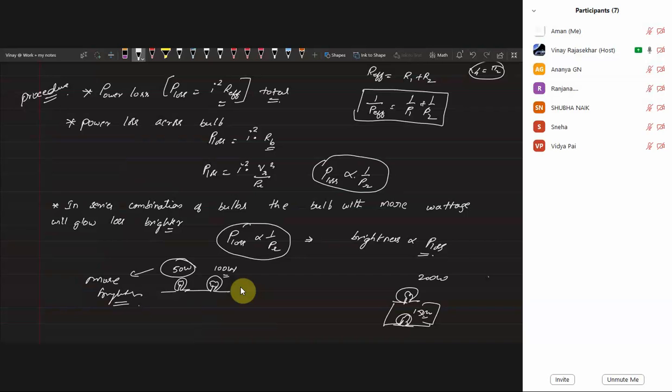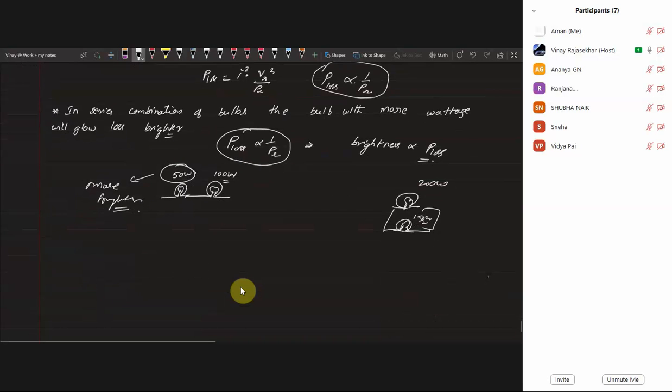In series combination, the effective power is given by 1 by P effective equals 1 by P1 plus 1 by P2. Then in parallel combination, what is the effective power? P1 plus P2. Here I will mention one more point. For example, bulbs connected in parallel: the first bulb has power P1 and the second bulb has power P2. These two are connected in parallel, so the effective power is P1 plus P2.